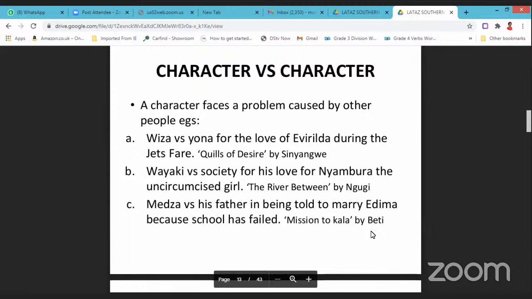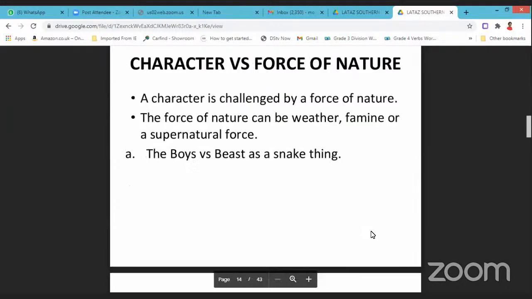Examples, Wiza versus Yona for the love of Everilda during the Jets fair. Another example, Waiyaki versus the society for his love for Nyambura, the uncircumcised girl in The River Between. Medza versus his father in being told he should marry Edima because he failed in school. He didn't manage to finish and he came back home. So that's a conflict he has with his father.